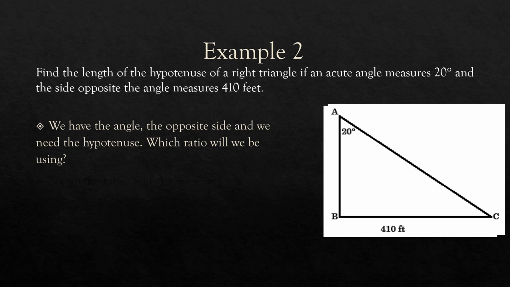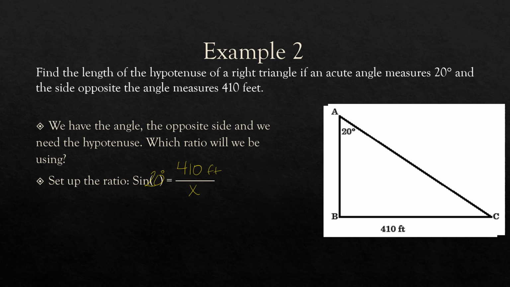Now we have the angle and the opposite side, and we need to find the hypotenuse. Which ratio will we be using when we have the opposite and the hypotenuse? It'll be sine. We're going to set up this ratio. Sine of 20 degrees is the opposite over the hypotenuse. Opposite is 410 feet, and our hypotenuse is what we don't know. So now we want to solve for this.